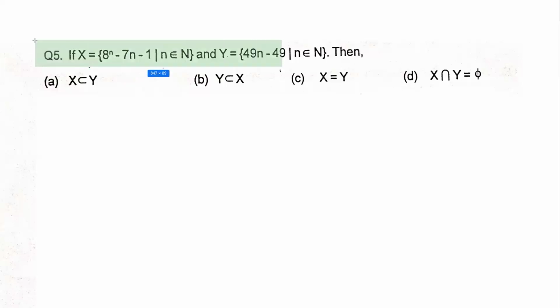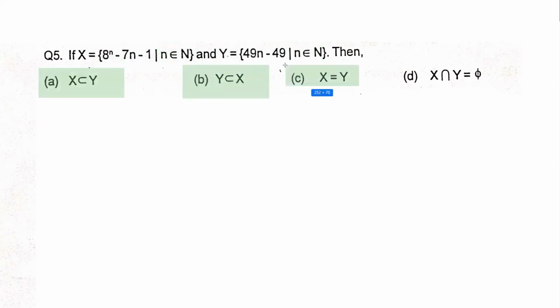Now we are on the fifth question. We are given set X, which is equal to 8 raised to the power n minus 7n minus 1, where n belongs to natural numbers. Set Y is 49n minus 49, where n belongs to natural numbers again. And we have to figure out whether X is a subset of Y, or Y is a subset of X, or they are equal, or their intersection is a null set.